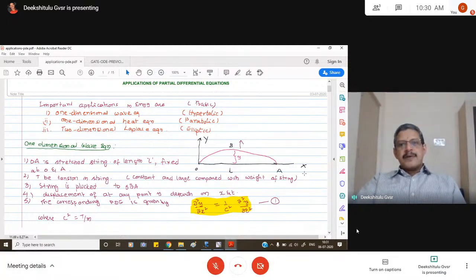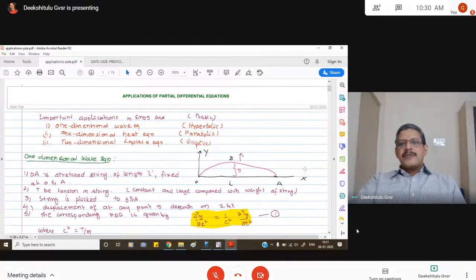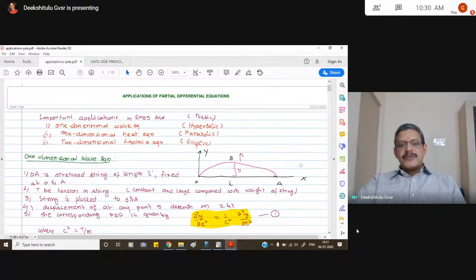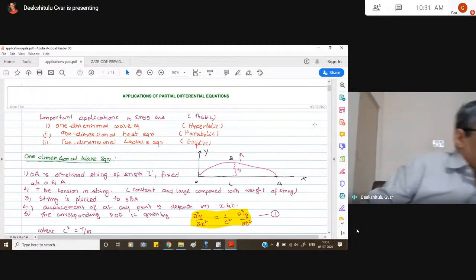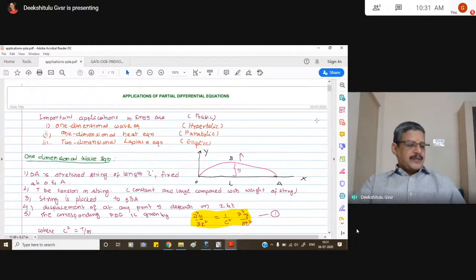So the second order partial differential equations, we have seen how we solve the equations using the variation of parameters method and other things. Now we'll go through one or two applications, and we have three important basic applications that we generally discuss. Not that they are the only applications. They are the most important basic applications of partial differential equations in engineering sciences.